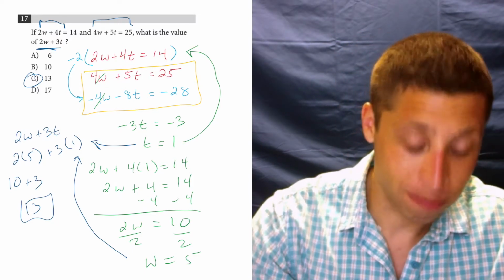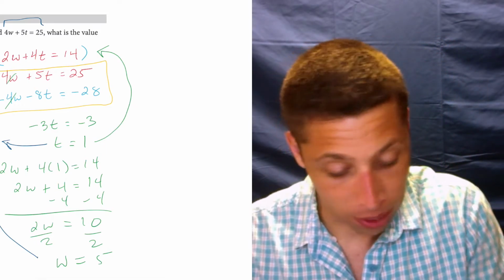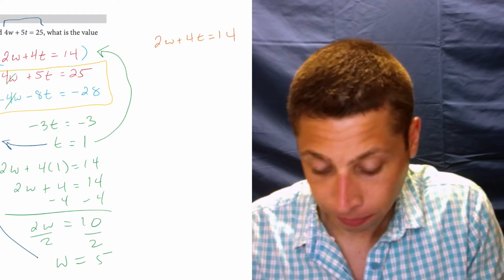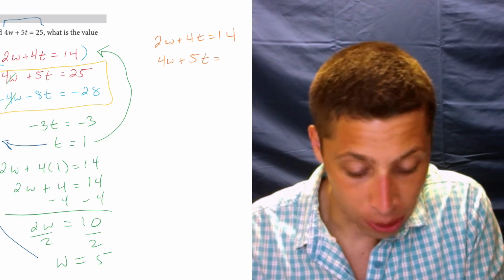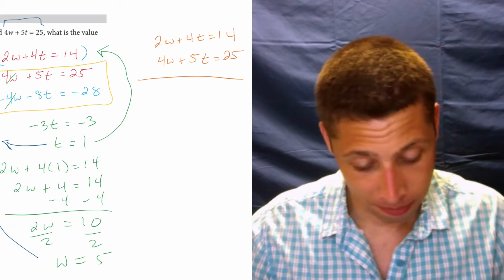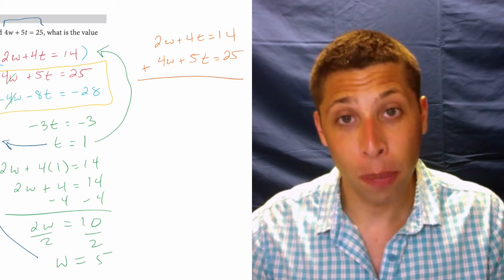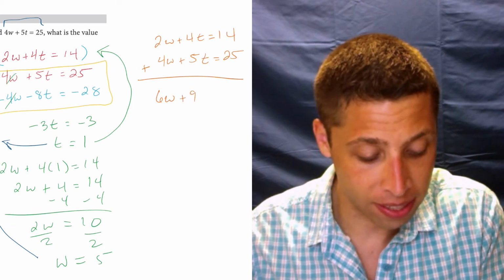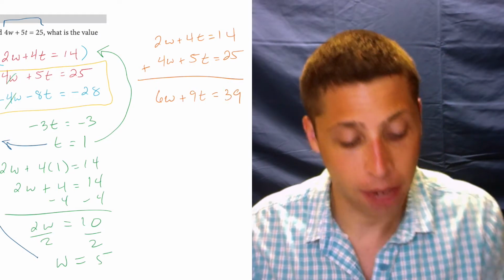Let me show you the other trick, though, that some people see. Let's try to rewrite these again. So we've got 2w plus 4t is equal to 14. And we've got 4w plus 5t is equal to 25. Well, what would happen if I just added them up? Without eliminating, just regular old adding. 2w plus 4w is 6w. 4t plus 5t is 9t. And 14 plus 25 is 39.